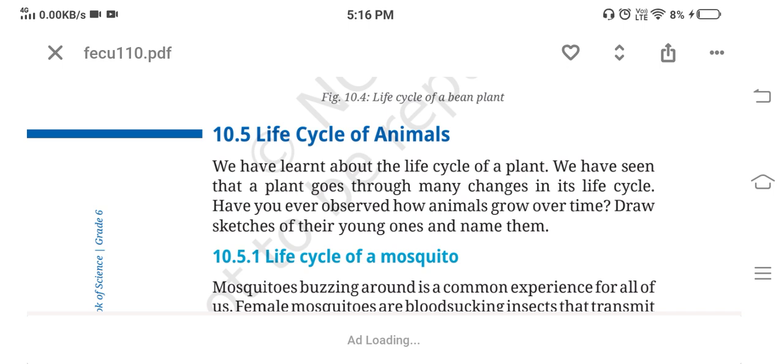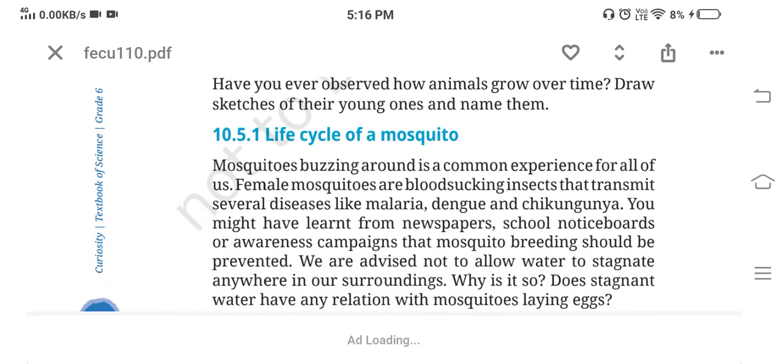The life of a mosquito. A mosquito buzzing around is a common experience for all of us. Female mosquitoes are blood-sucking insects that transmit several diseases like malaria, dengue and chikungunya. You might have learned from the newspaper, school notice board or awareness camps that mosquito breeding should be prevented, when we are advised not to allow water to stagnate anywhere in our surroundings.